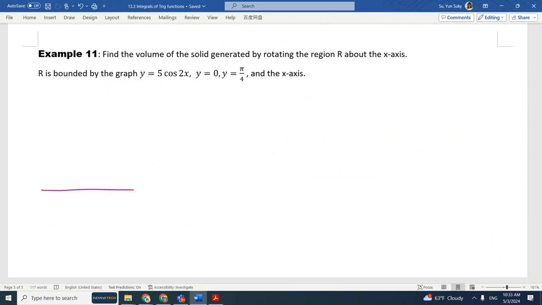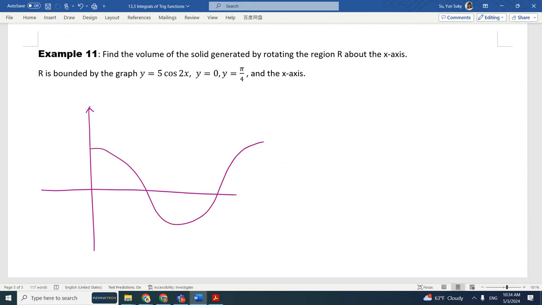R is the region bounded by 5 cosine 2x. It looks like a cosine, so it looks like something like this. Let me draw it better. Maybe like that. And then y equals 0, x equals 0. There's a typo. And x equals pi over 4.